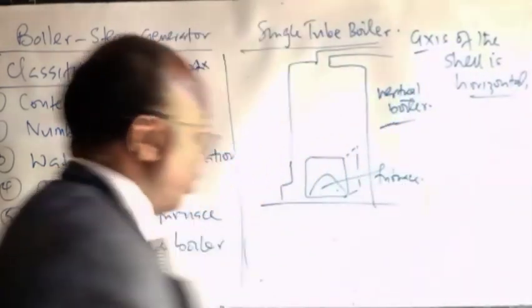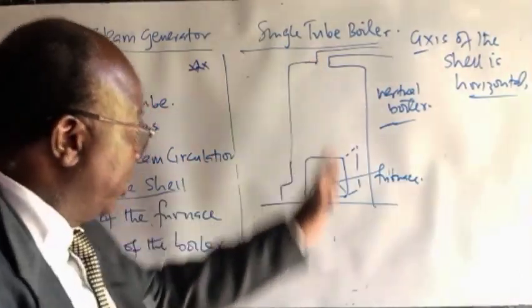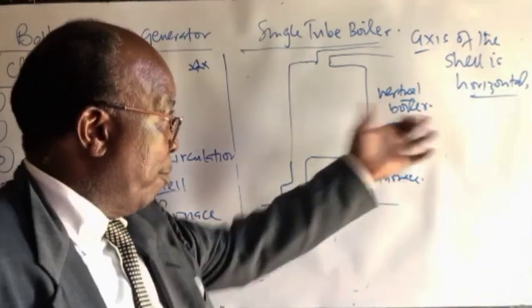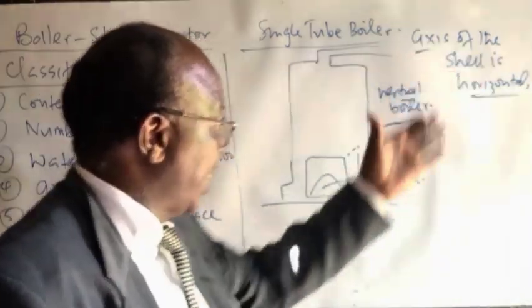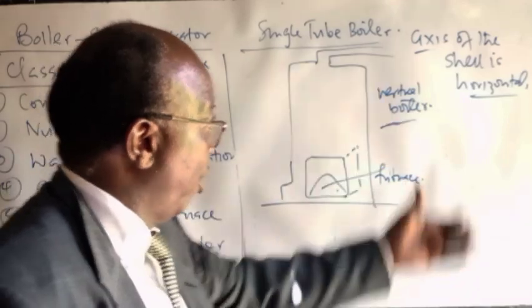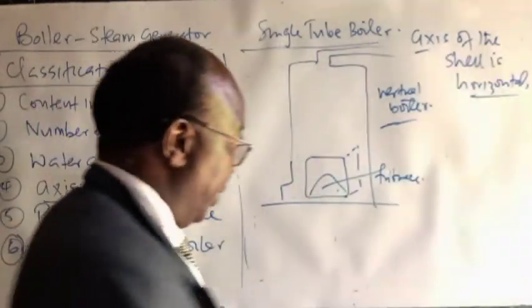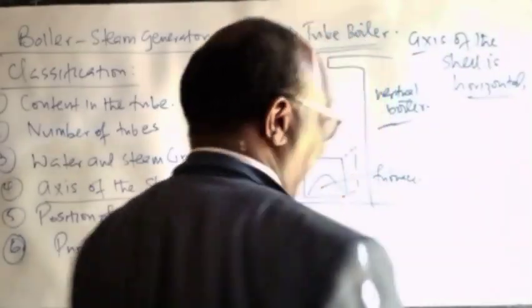So I can kill two birds with one stone. As I'm talking about a single tube boiler, this is a vertical boiler. I can also introduce the axis of the shell. In this case, it's vertical. The other one is horizontal. Inclined is rare.